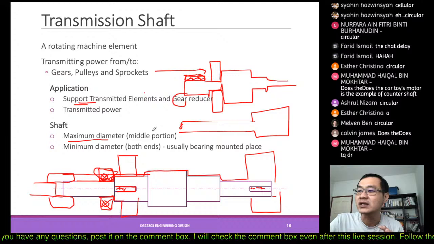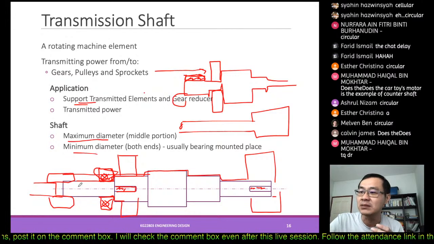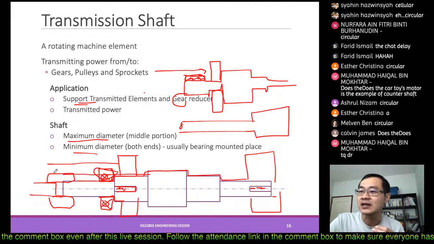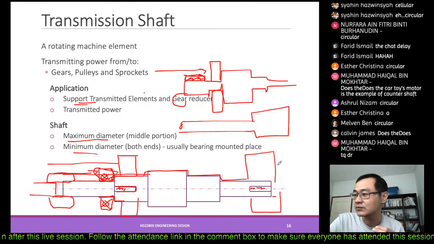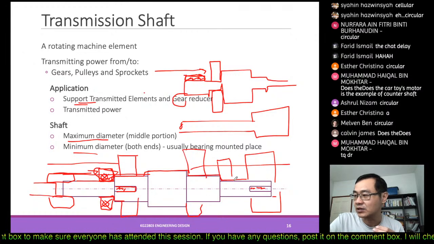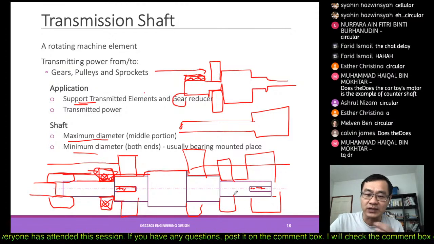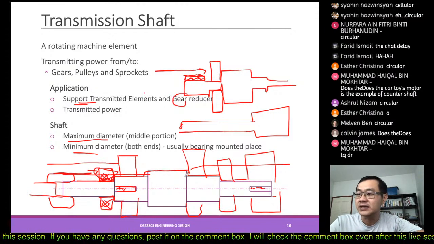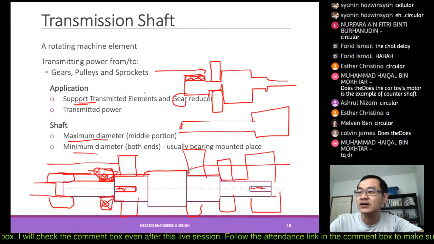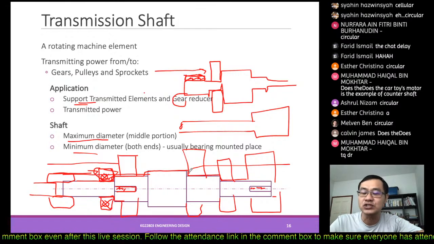That's why, generally, we want it minimum at the ends, so that we can slot the larger diameter here. Then we slot in the bearing, then we slot another thing over here, and then another part over here, so that we can assemble it. The elements themselves, the gears or bearings or whatever, will be located and fixed at these positions.